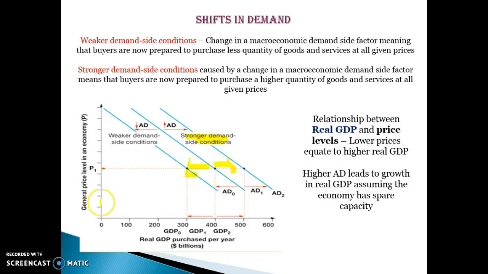But basically, the aggregate demand curve shows the relationship between price on the y-axis and real GDP on the x-axis, not nominal GDP, real GDP. The higher the aggregate demand, assuming we have spare supply, the increase in production that will occur because people want to buy our products, so we'll produce more, and that will lead to an increase in our real GDP. So higher aggregate demand leads to higher real GDP, assuming the economy has spare capacity, assuming we're able to meet that extra demand with extra supply.